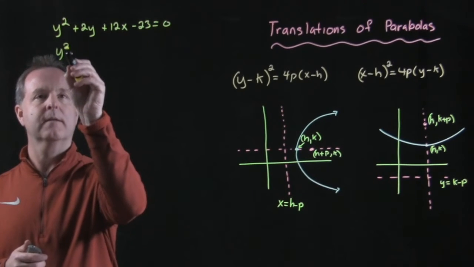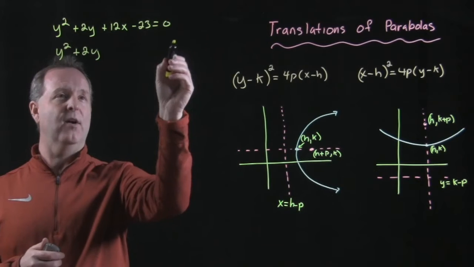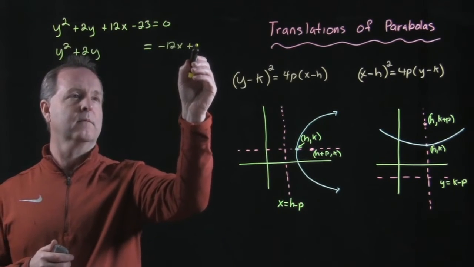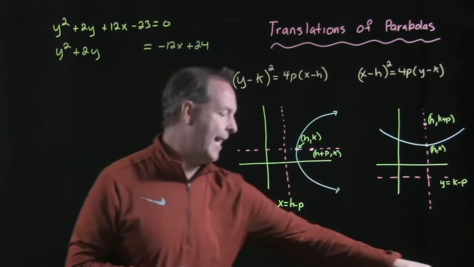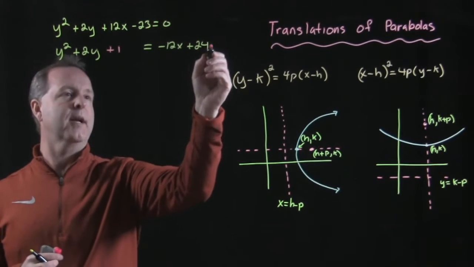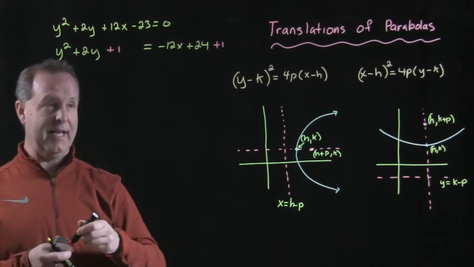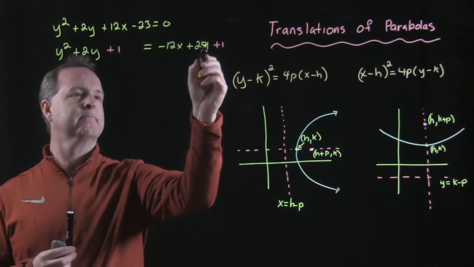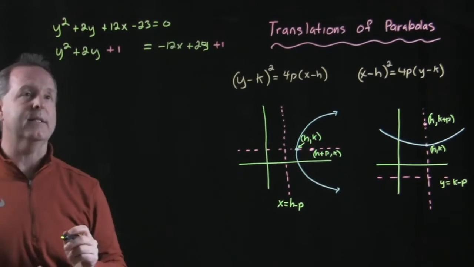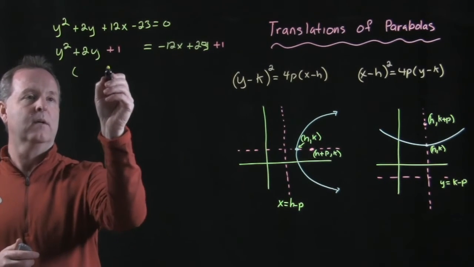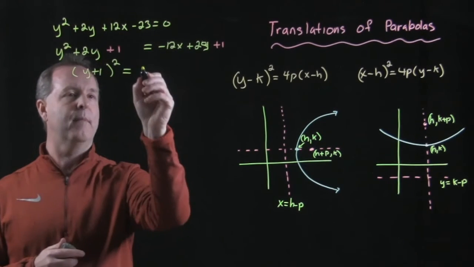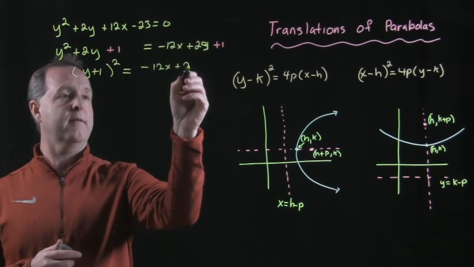So in order to do that, let's move all the x's to the other side in this case. What do we add to the left side to complete the square? We add a 1, and then, whoops, sorry, that's a 23 there. I already jumped ahead, didn't I? Now that allowed us to complete and create a perfect square, which is y plus 1 squared. On the right side, we have minus 12x plus 24.